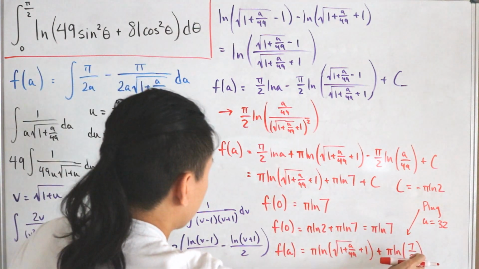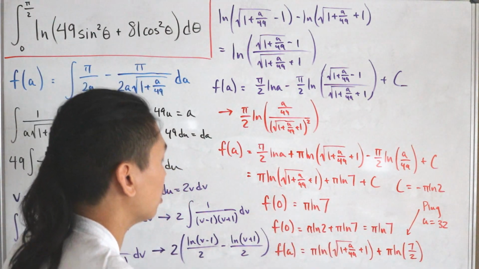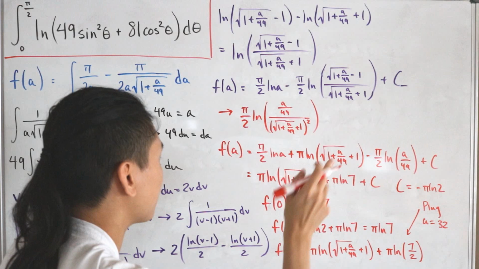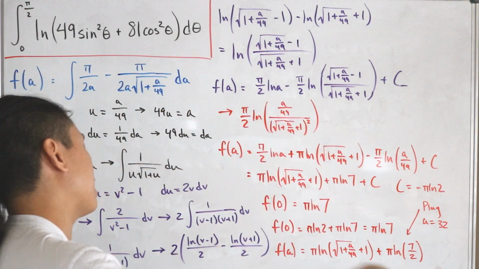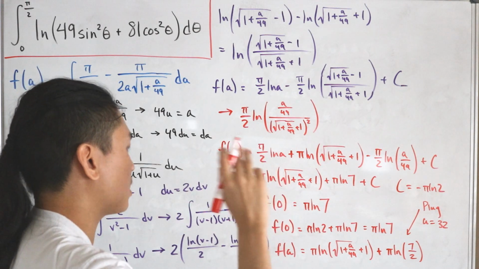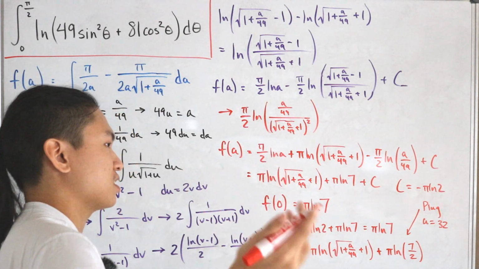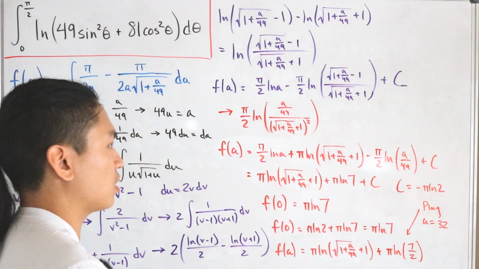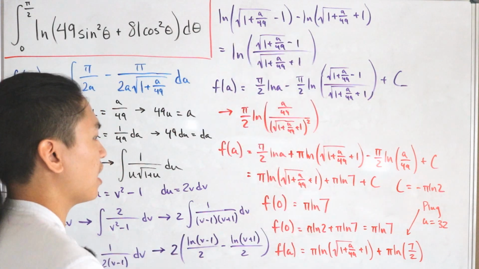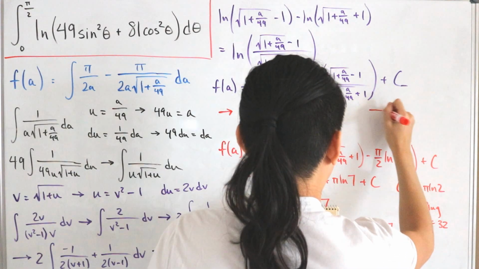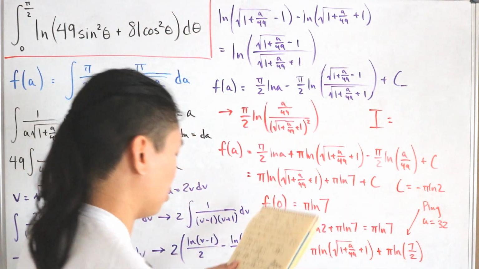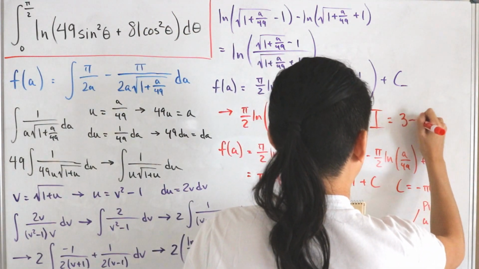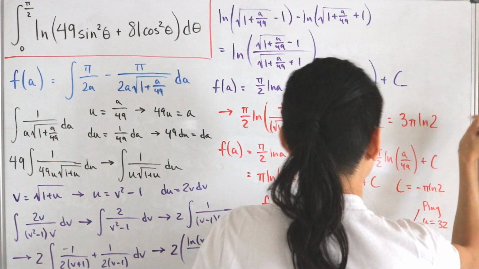Combine this together with the natural log, so that means pi times ln of 16 divided by 7 times 7 divided by 2. The 7 will cancel, so then that leaves us with 16 divided by 2, aka 8. So we have pi times ln of 8. 8 is the same thing as 2 cubed, so that means I'll just take the 3 outside. And so now that just leaves us with that capital I, aka our given integral, and then this is after plugging in a equals 32, is going to yield us 3 pi times ln of 2.